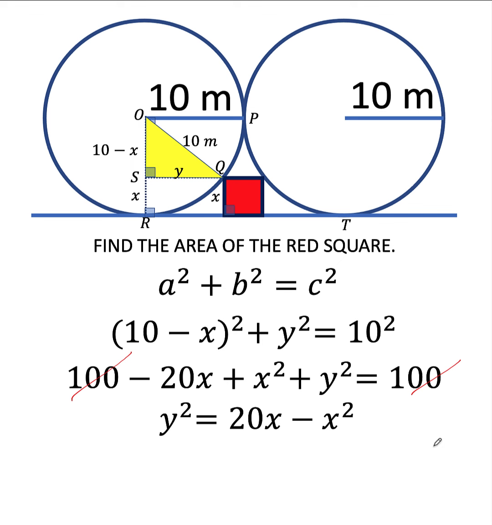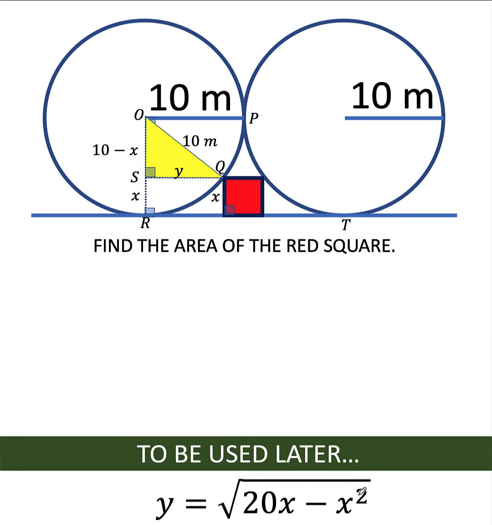Then let's take the square root of both sides to find the value of y. Since y is the length of this side, y must be positive, so we just take the principal square root of 20x minus x squared. Let's keep this result for a moment. We are going to use this later on. Next, let's go back to our figure. Since we have here a square, if one of the lengths is x, all the lengths of this square must also be x units. Then let's connect point P with the center of the second circle.